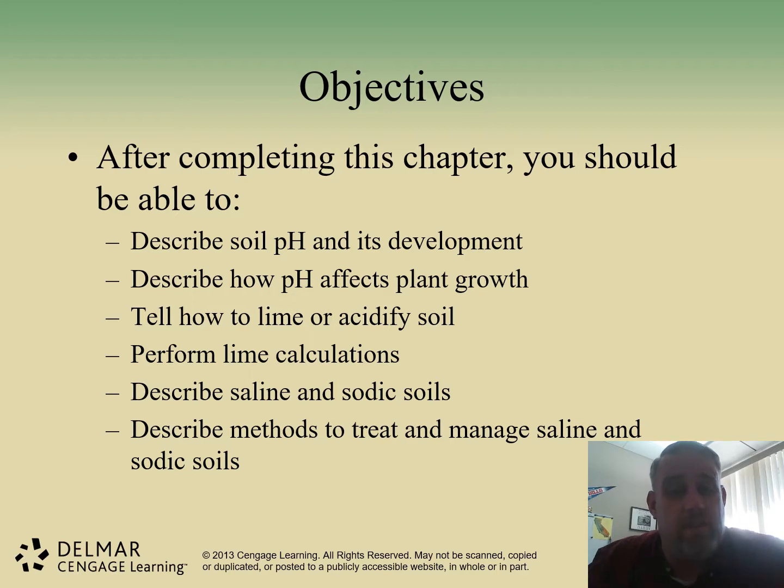The objectives of this chapter are to describe and understand pH and how this affects development and plant growth. We're going to talk about lime and acidifying soil. We're going to perform some lime calculations. We're going to describe what a saline or acidic soil is, and we're going to describe methods to treat and manage saline and sodic soils.